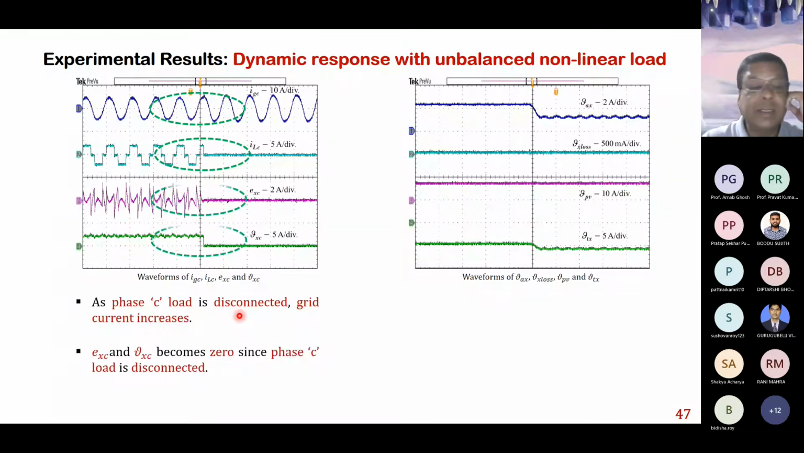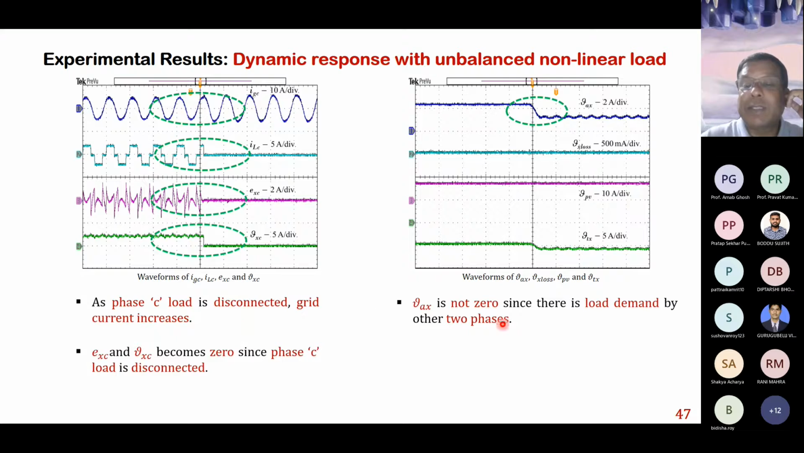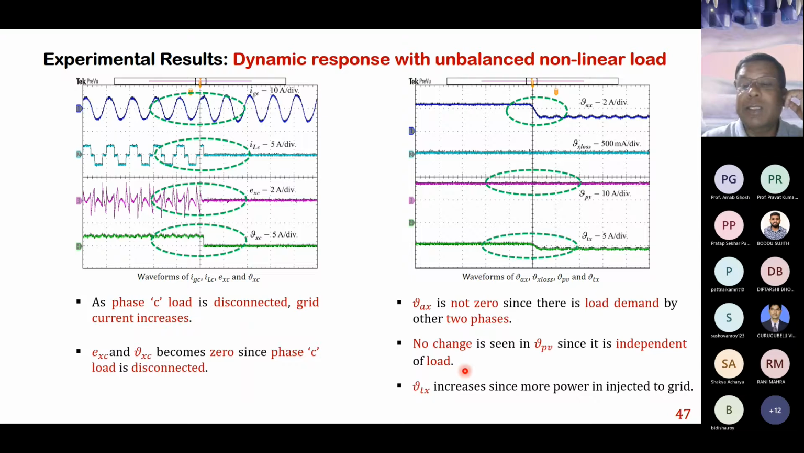And here the error signal and VX become zero since phase C load is disconnected. And VX is not zero here since there is a load demand by the other two phases. And then no change is seen in VPV since it is independent of the load. So VTX increases since more power is injected into the grid.